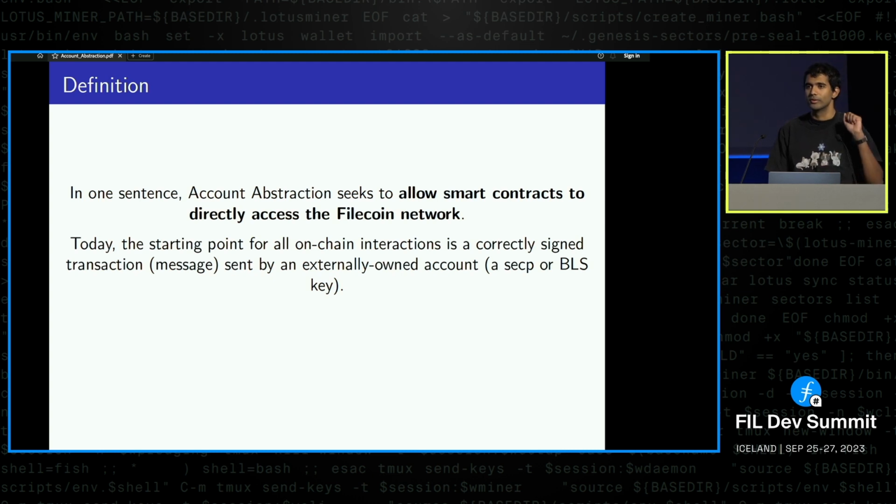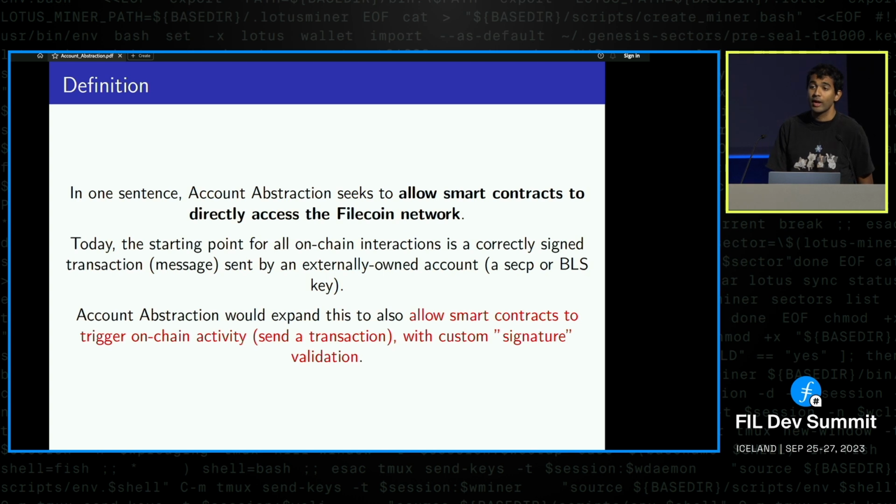So someone owns a SecP key or a BLS key somewhere, signed some bytes, and sent that to the network. That is the only way on-chain activity can be triggered on Filecoin today.